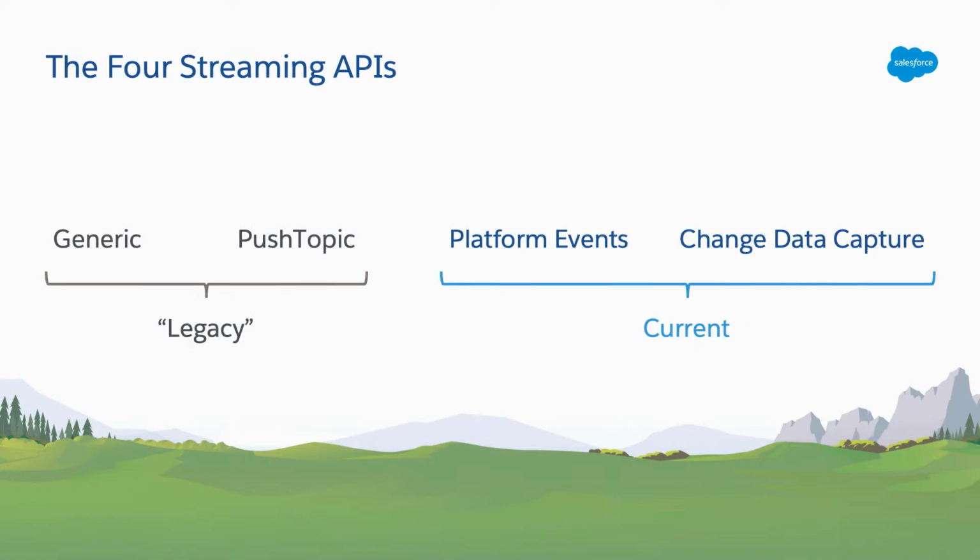So I'm going to give you a presentation on what these are. These are the 4 streaming APIs. It started from generic to PushTopic to platform events to the most recent one, which is change data capture. Now, most of my presentation is going to focus on the ones that I consider as current. This is not an official term, but this is where we spend most of our energy in innovation. We are working nowadays on platform events and change data capture. Why is that? Well, basically, they can do the same things as the legacy ones, plus more.